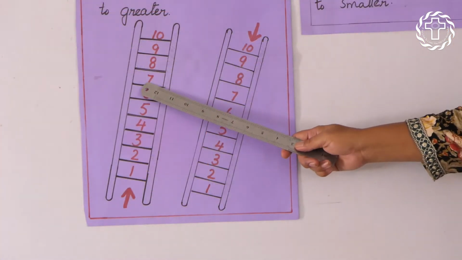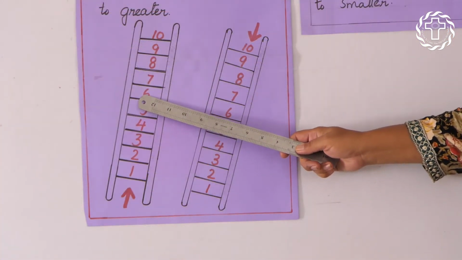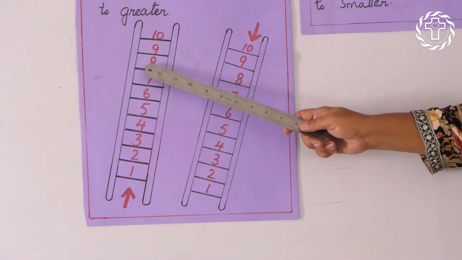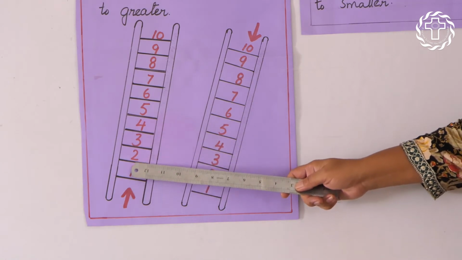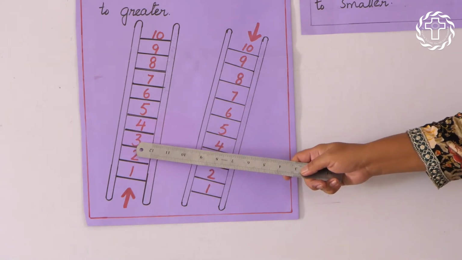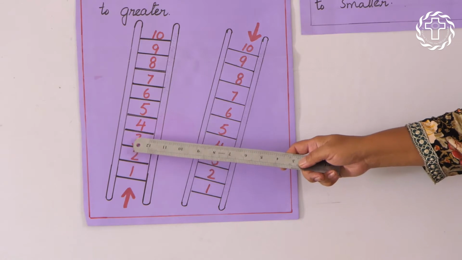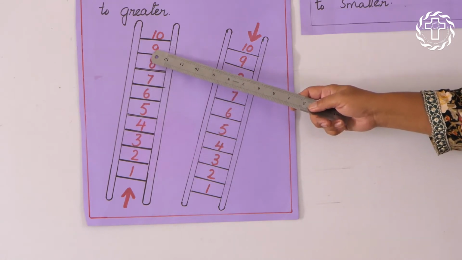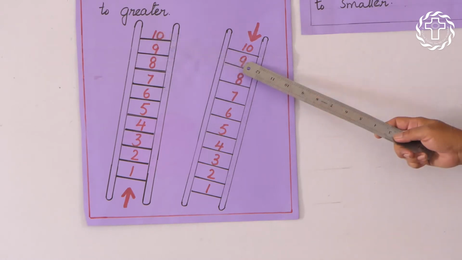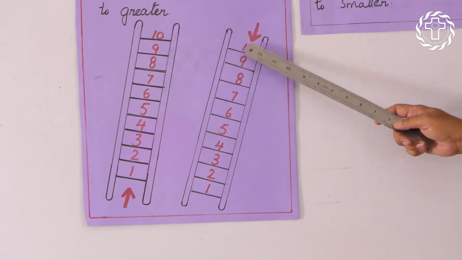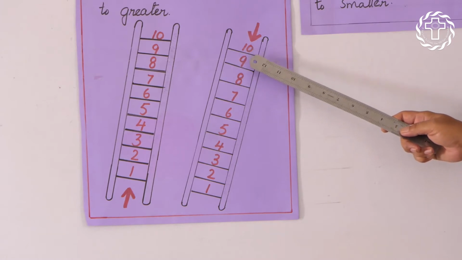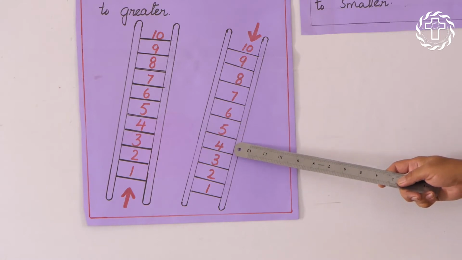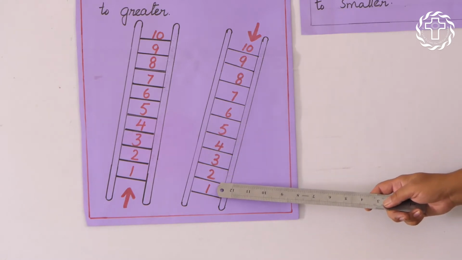Look at the ladder. If you want to go upstairs, you will start from 1, 2, 3, 4, 5, 6, 7, 8, 9, 10. If you want to come back, you will start 10, 9, 8, 7, 6, 5, 4, 3, 2, 1.